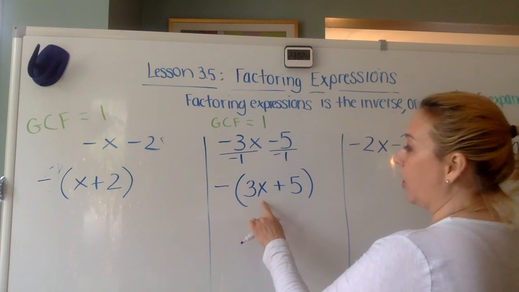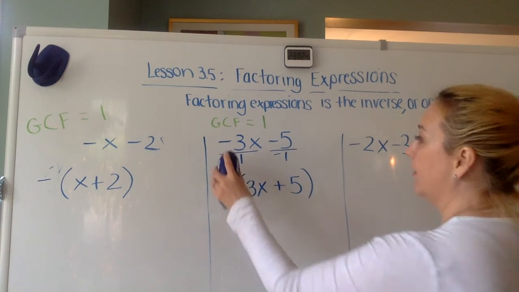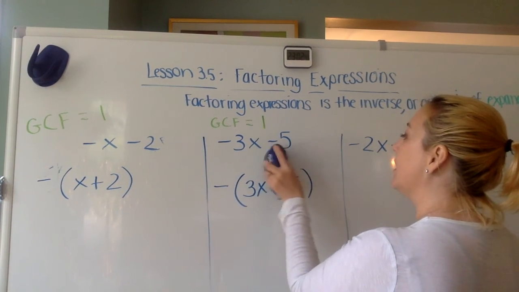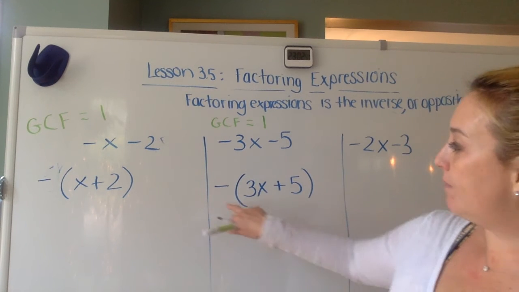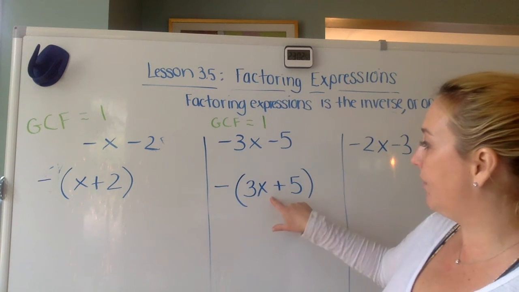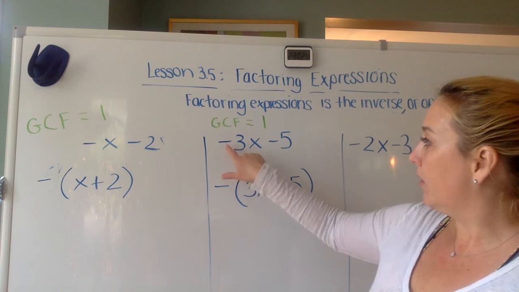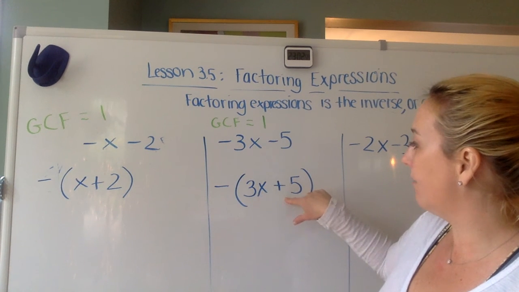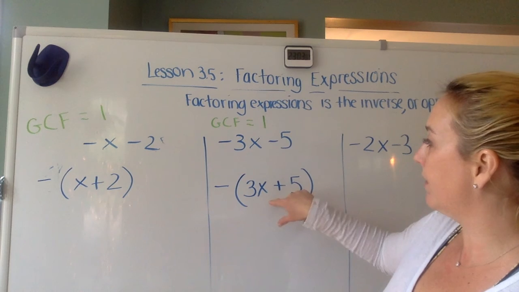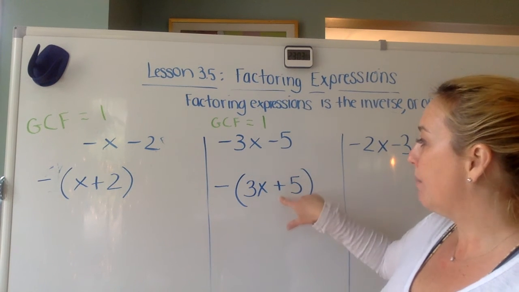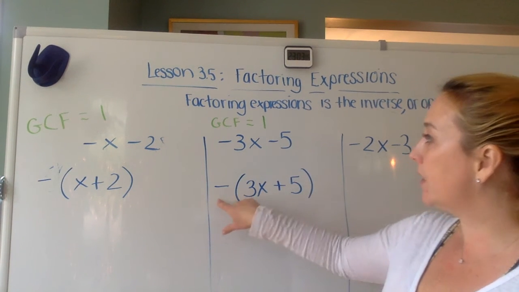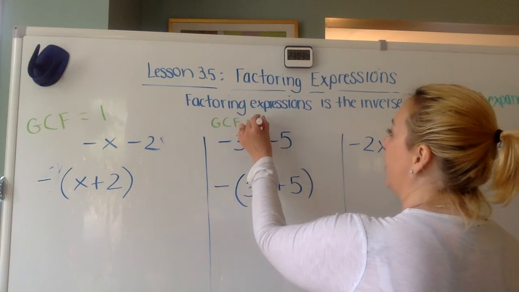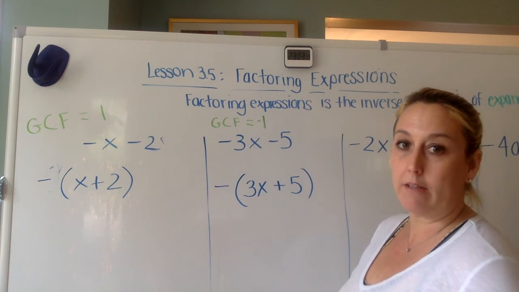So is this the opposite? I'm going to erase that for a moment so we can go back to the original. Now that I pulled the negative sign outside of the parentheses, this is the opposite of 3x plus 5. Well, the opposite of 3x plus 5 is negative 3x minus 5, okay? So this is a properly factored expression when we pulled out negative 1.